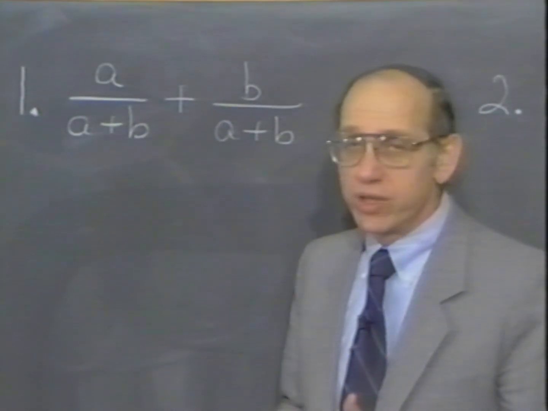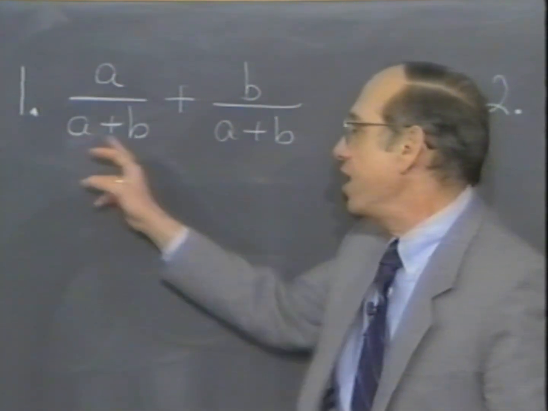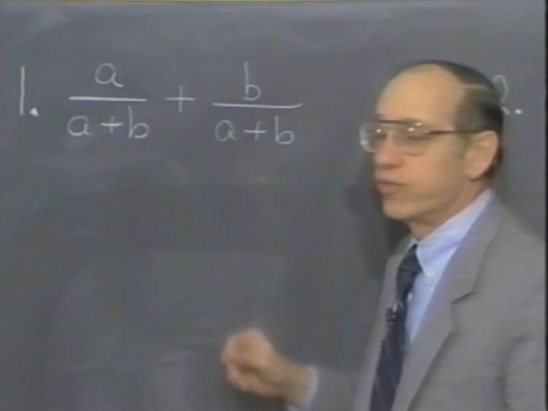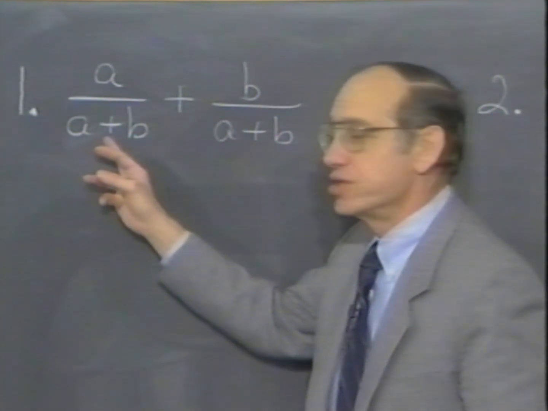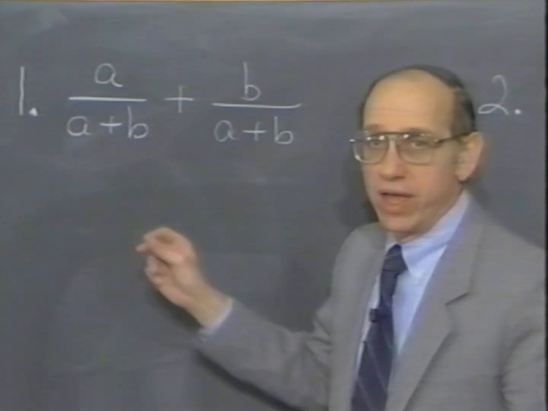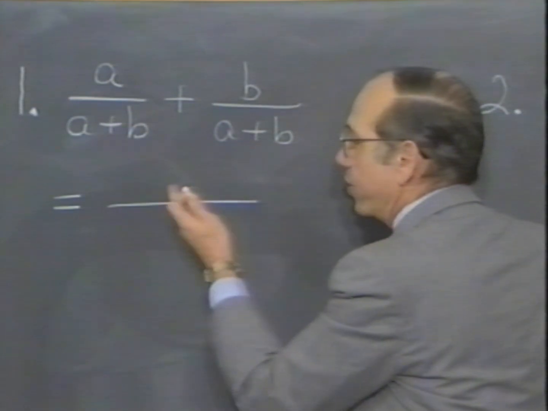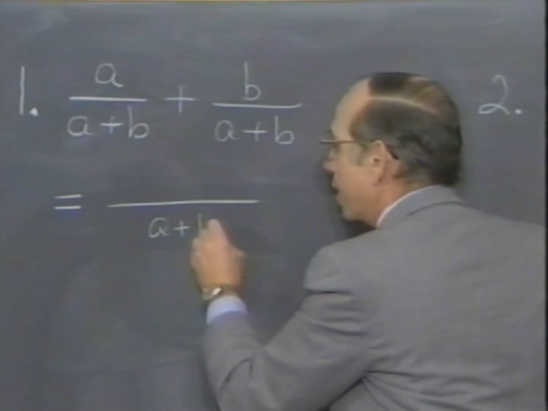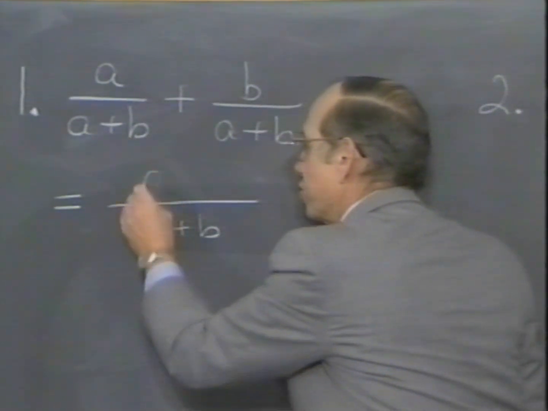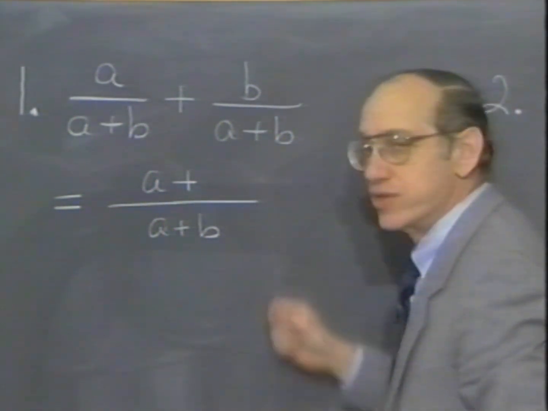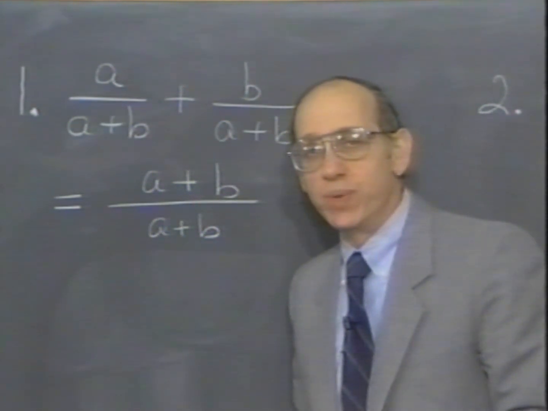We're going to do the same thing with algebraic fractions. In example 1, we have a over a plus b plus b over a plus b. These two fractions have the same denominator. The denominator is this binomial a plus b. And therefore, we can add these fractions just the same way we would have added them if they were numbers. We retain the common denominator a plus b, and we add the numerators. The numerator of the first fraction is a plus the numerator of the second fraction, which is plus b. So we have a plus b over a plus b.